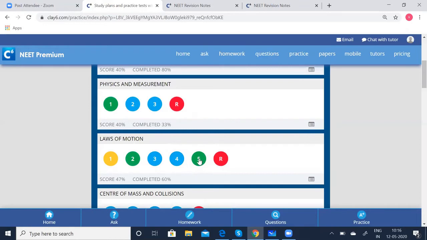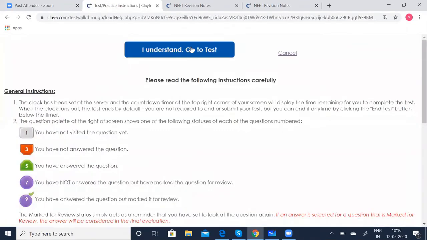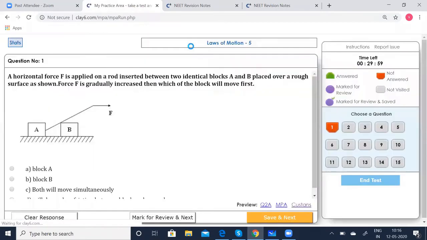Right? Now I'm going to attempt the 5th test. I'm clicking on it, clicking on take test, go to test. Okay, coming to the first question.